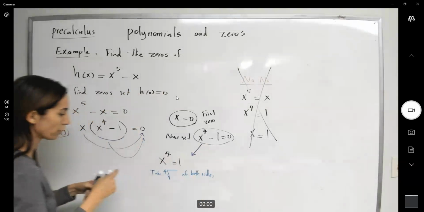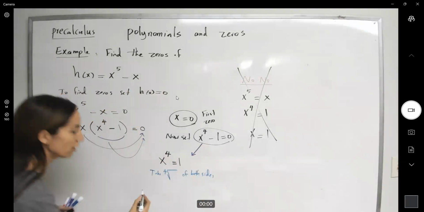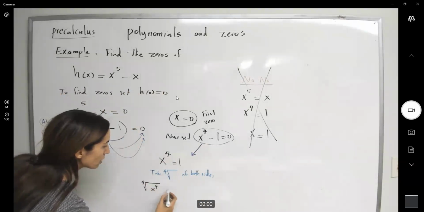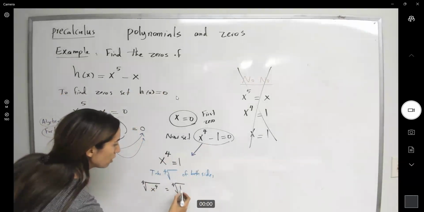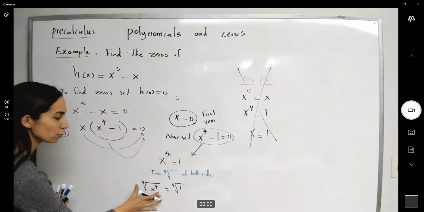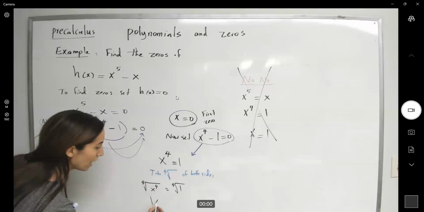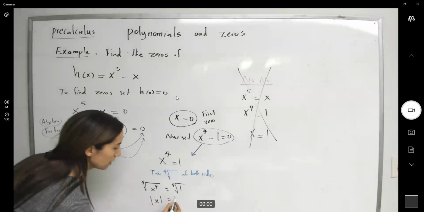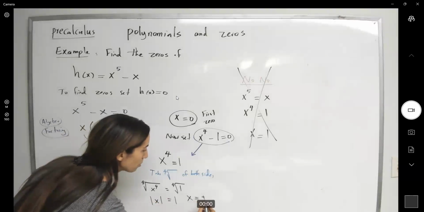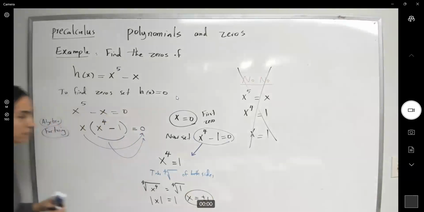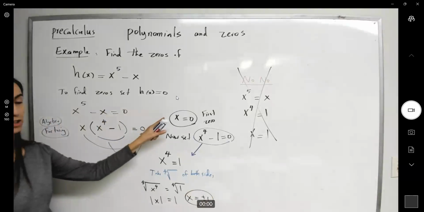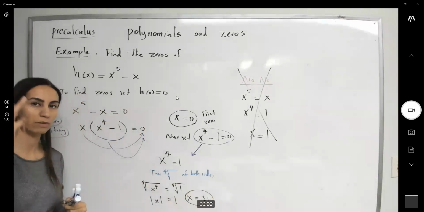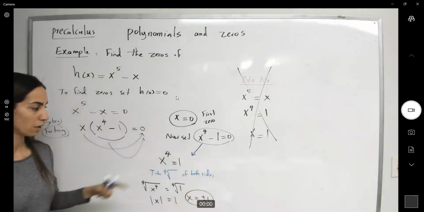So the fourth root of x to the fourth is equal to the fourth root of 1. The fourth root of x to the fourth is the absolute value of x, and the fourth root of 1 is always 1. So x becomes plus or minus 1. This is our first zero. We found 2 more zeros. So in general, we have 3 zeros.